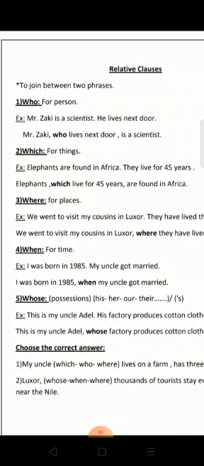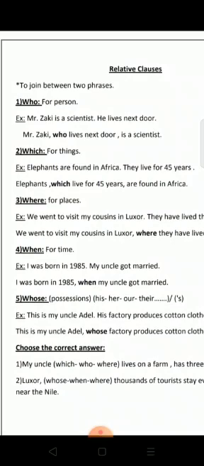So I'm going to say elephants, thing. So elephants which live 45 years are found in Africa. Elephants which live for 45 years are found in Africa.